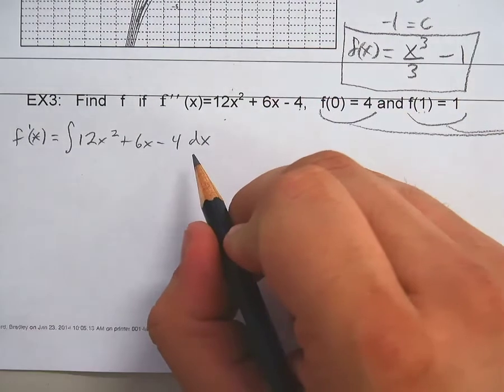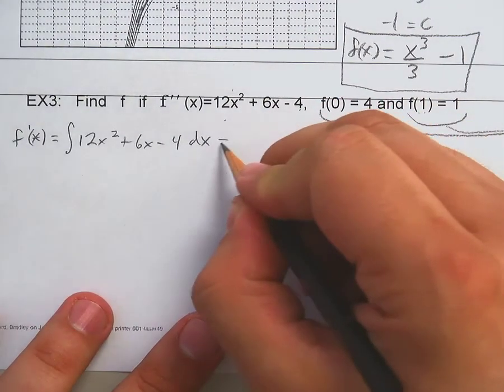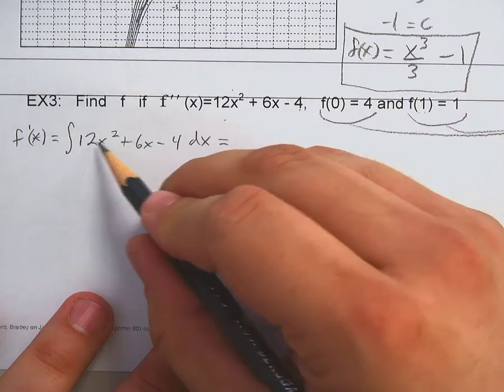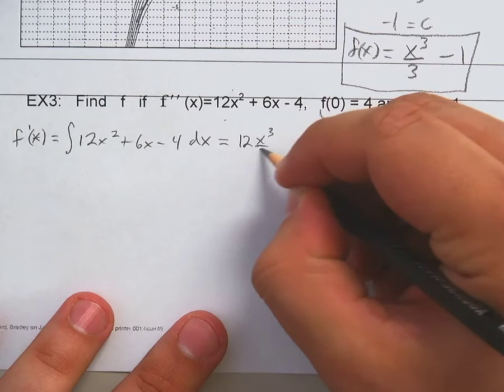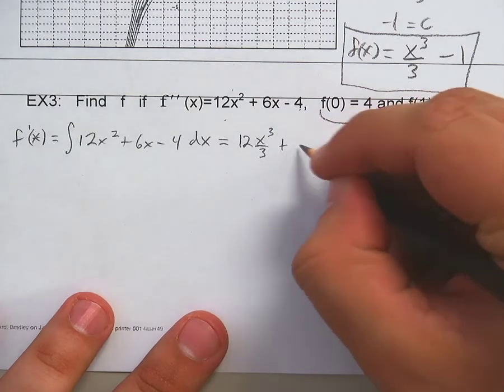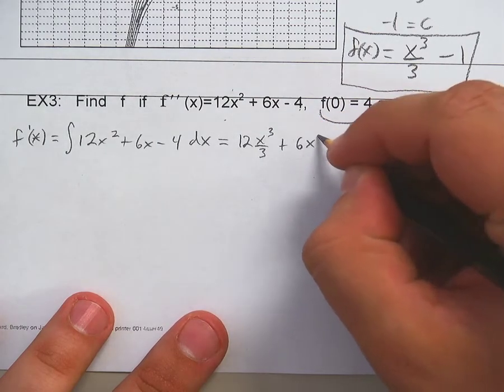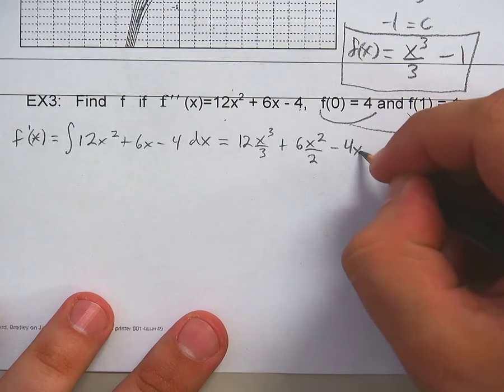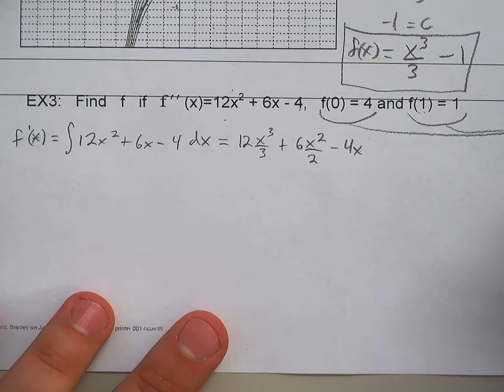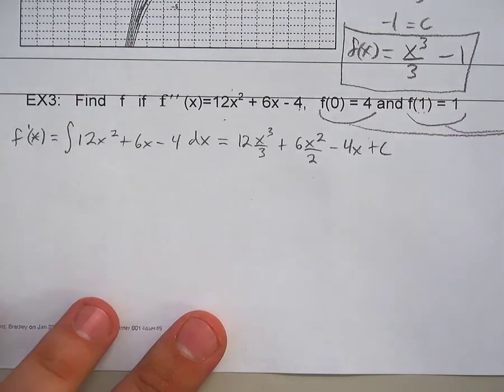Now the plus c doesn't come until after you've integrated, right? So let's figure out what this is going to be. This will be 12x to the third over 3, plus 6x squared over 2, minus 4x to the 1 over 1, which is just 4x, plus c.